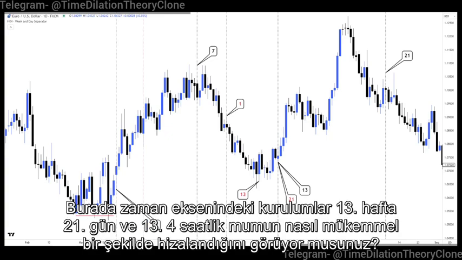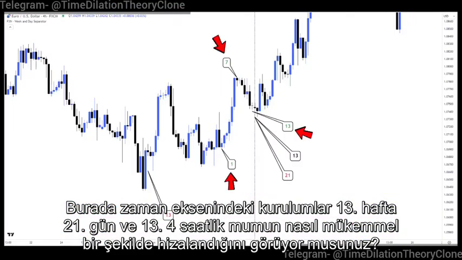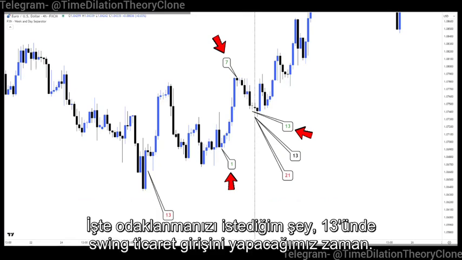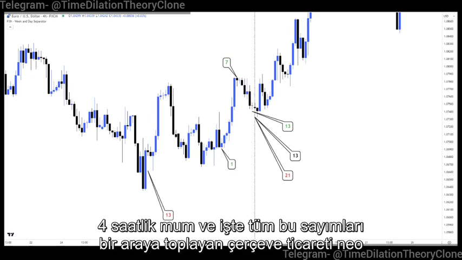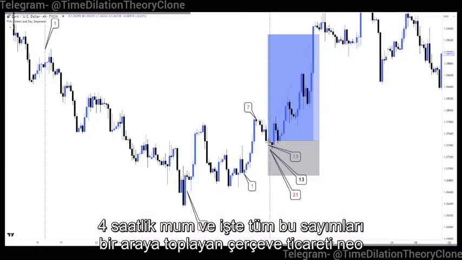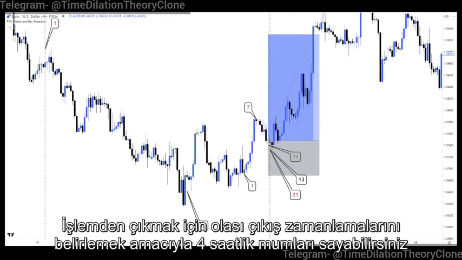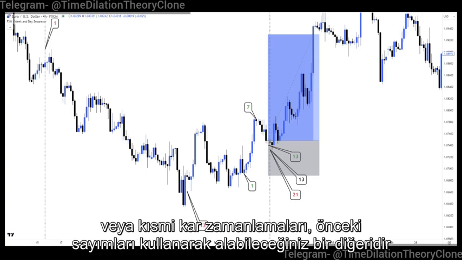in time axis. Do you see how 13th week, 21st day, and 13th 4-hour candle are aligned perfectly? This is what I want you to focus at. This is when we're going to take the swing trade entry on 13th 4-hour candle. And here's the frame trade gathering all these countings together, Neo. In order to exit the trade, you can count 4-hour candles to determine possible exit timings or partial profit timings.